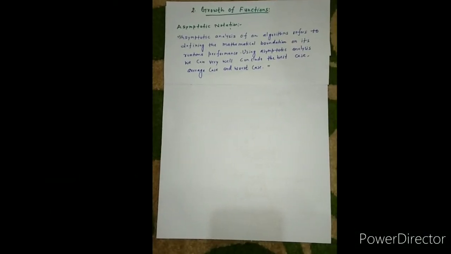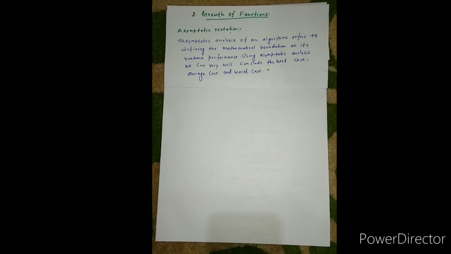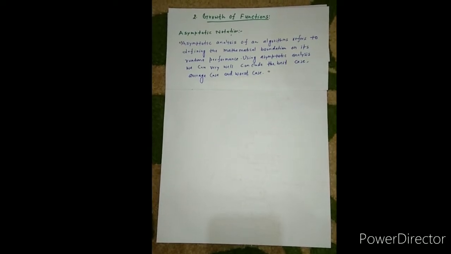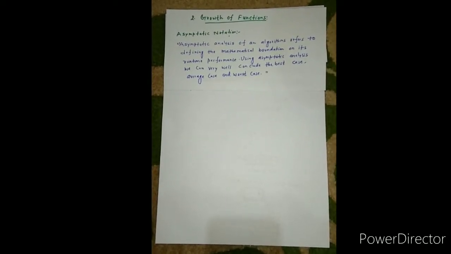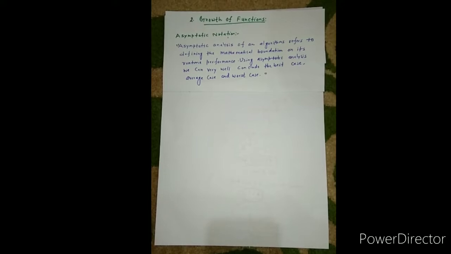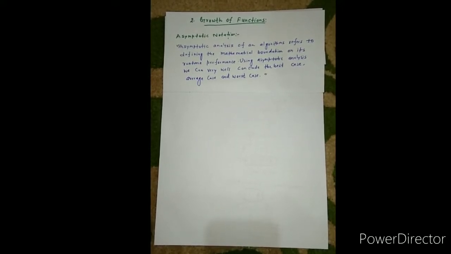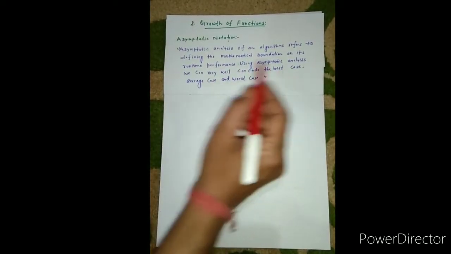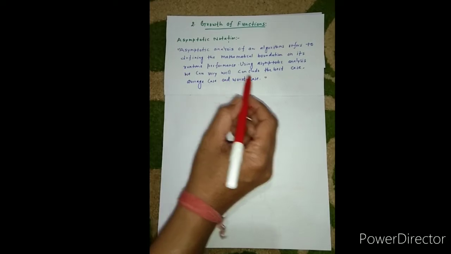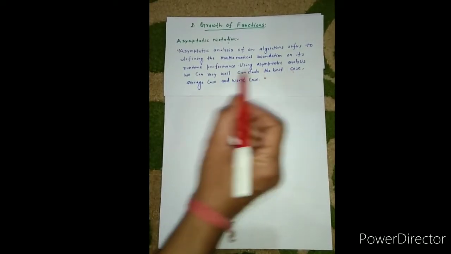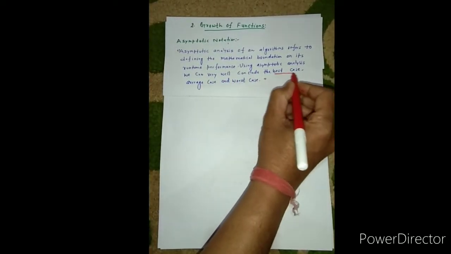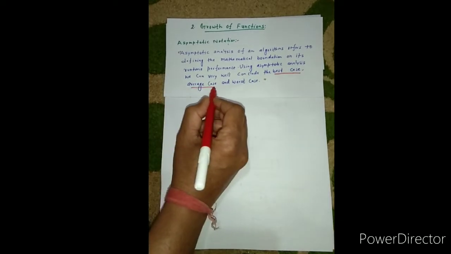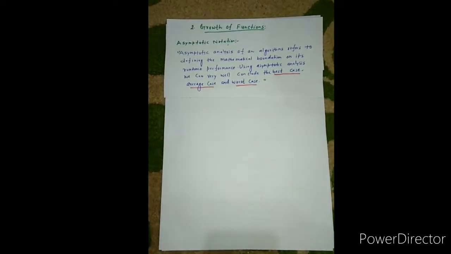In this video lecture, I will discuss asymptotic notation. First of all, the definition of asymptotic notation. Asymptotic analysis of an algorithm refers to defining the mathematical boundation on its runtime performance. Using asymptotic analysis, we can very well conclude the best case, average case and worst case.